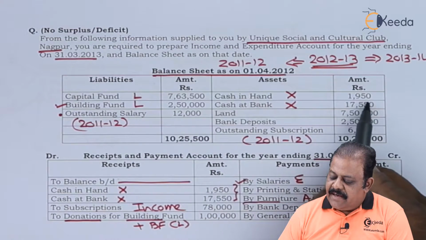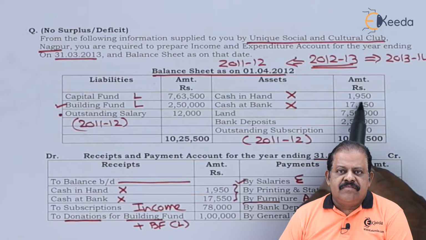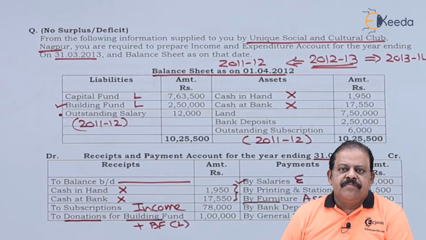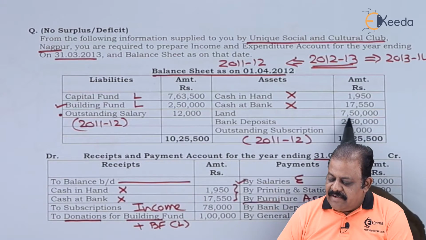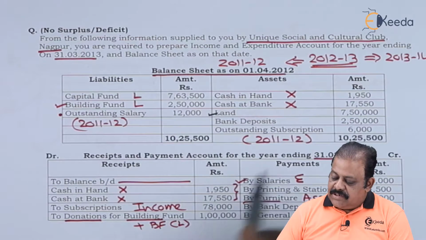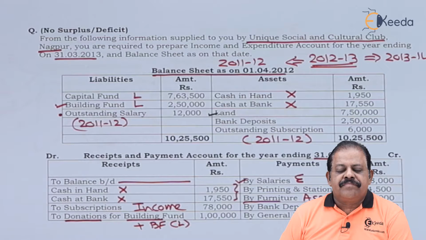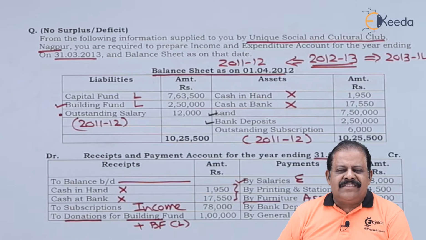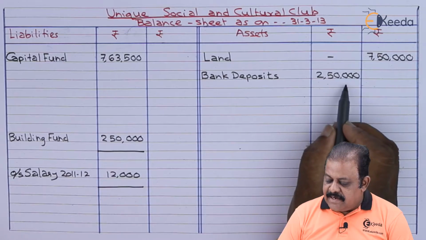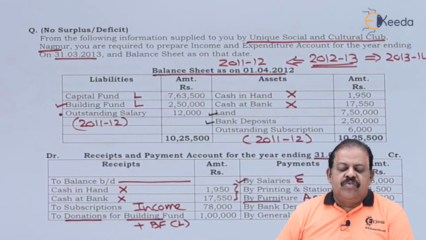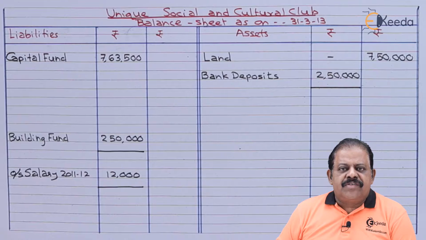Opening balance of cash in hand 1,950. Opening balance of cash at bank 17,550. This will not be recorded anywhere here in accounts. Land 7,50,000. This will be recorded on the asset side. Next, we have bank deposits 2,50,000. This will be recorded as an investment on the asset side. Bank deposits we have on the asset side 2,50,000. Next, we have outstanding subscription receivable 6,000 for the previous year. This we are recording first on the asset side.